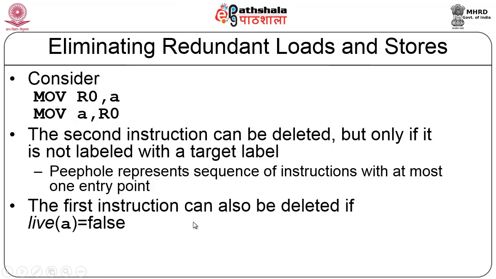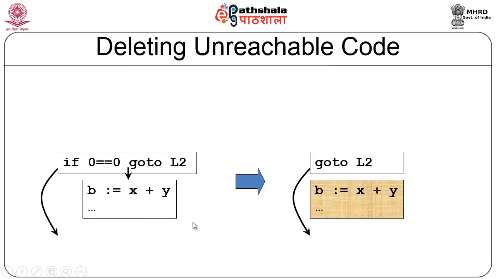Now, the second one is deleting unreachable code. For example, here this is done at the intermediate code level. So, for example, you have if 0 double equal to 0, go to L2.